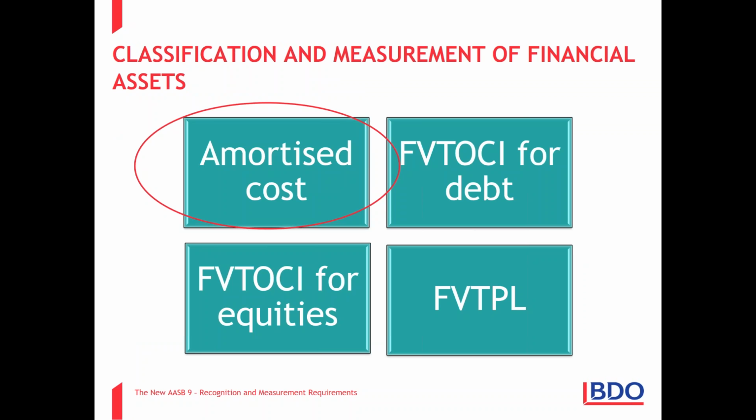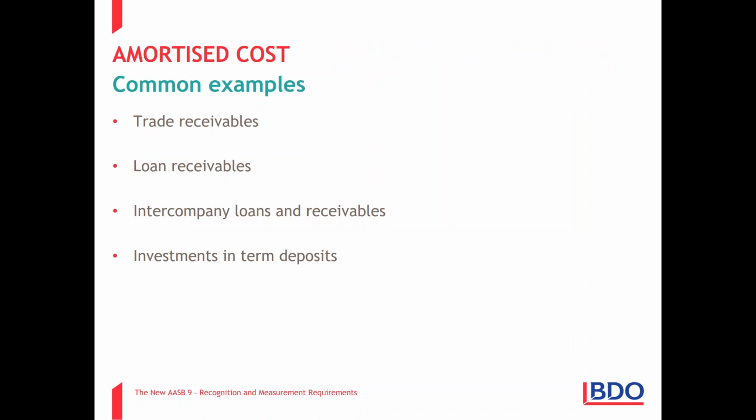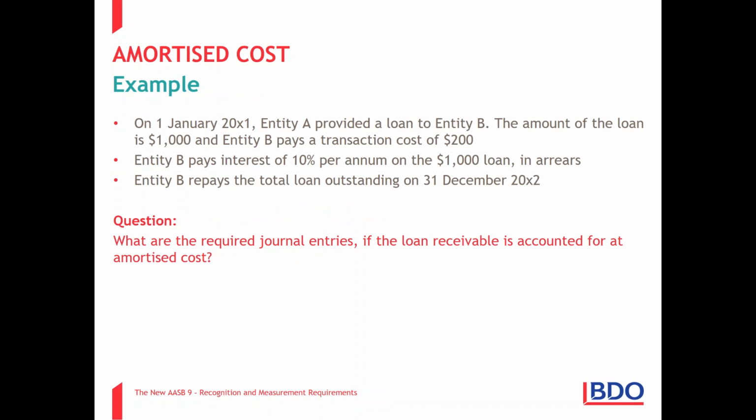The third category that we'll be looking at is amortized cost. So we are assuming that we've passed both hurdles, the SPPI test and the hold to collect test, and we're accounting for a trade receivable or loan receivable at amortized cost. Common examples: trade receivables, loan receivables, intercompany loans and receivables, investments in term deposits. So all situations where we should use amortized cost.